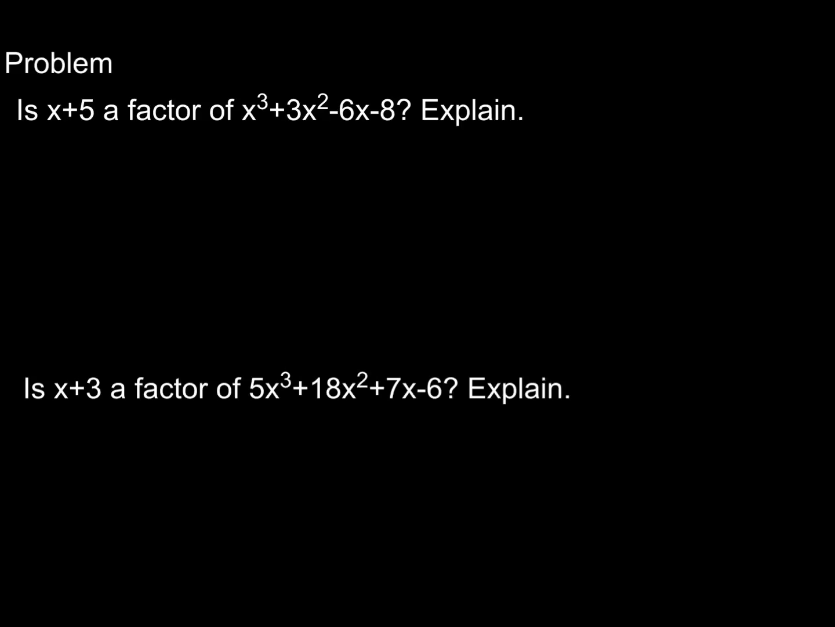All right, so one idea is to actually do the division. So to take x cubed plus 3x squared minus 6x minus 8 and divide it by x plus 5. And if we do that and we find that the remainder is 0, then x plus 5 is a factor. So go ahead and try that and see what you get.